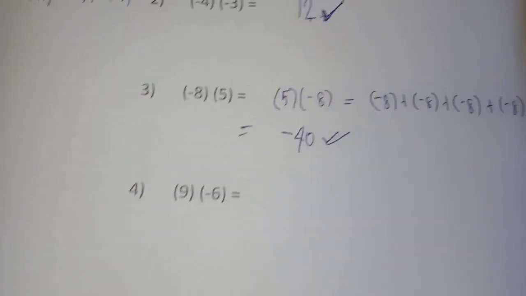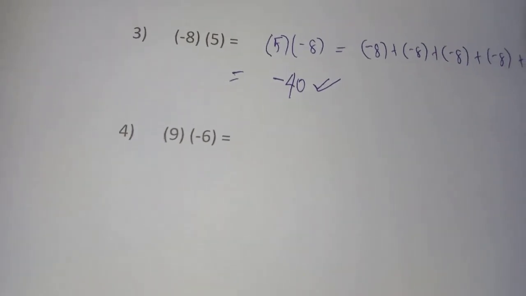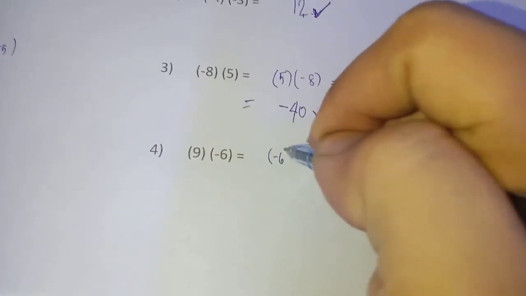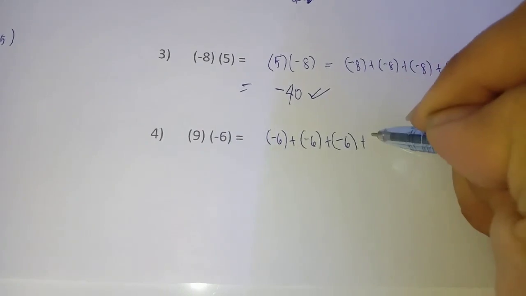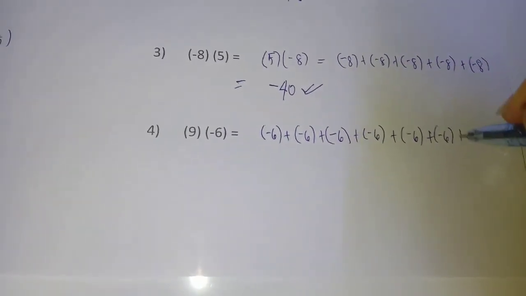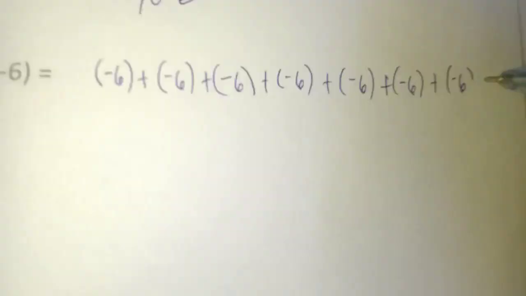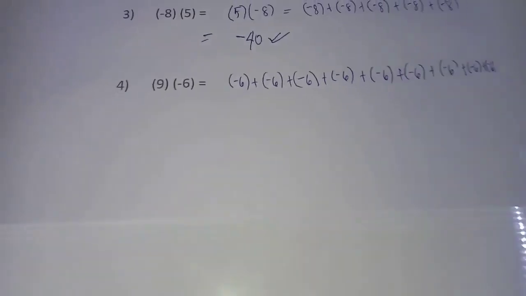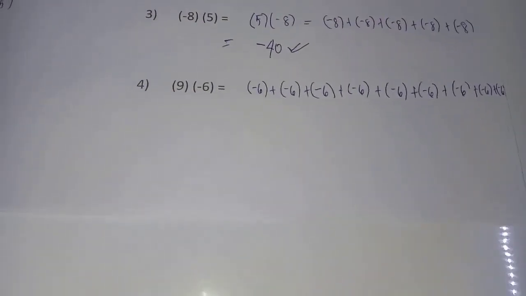So that's it. Last item. We're multiplying 9 times negative 6. Okay? By repeated addition, 9 times negative 6 is also the same as negative 6 plus negative 6 plus negative 6 plus negative 6 plus negative 6 plus negative 6 plus negative 6, plus negative 6, plus negative 6. Okay, so we're adding 9 negative 6s. That is 9 times negative 6.